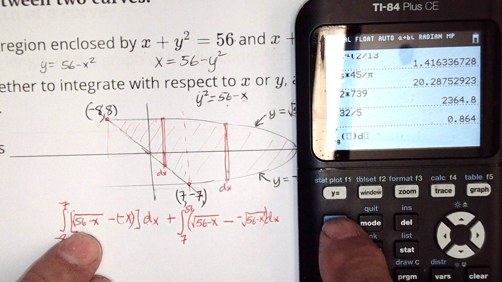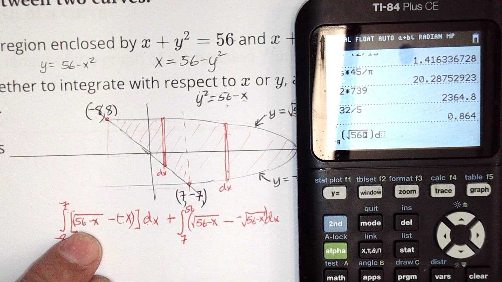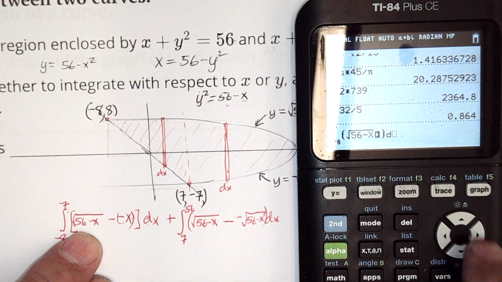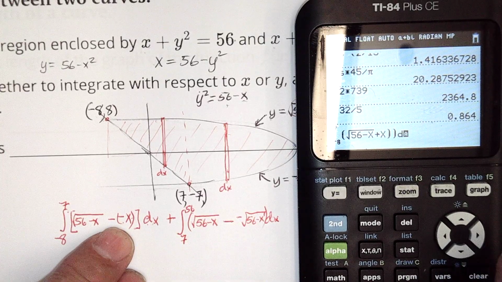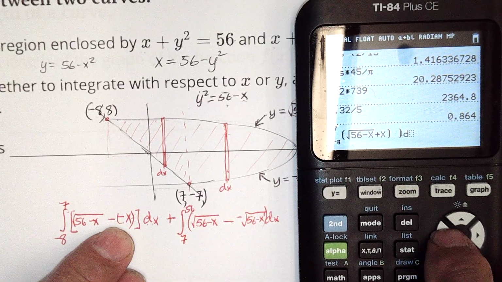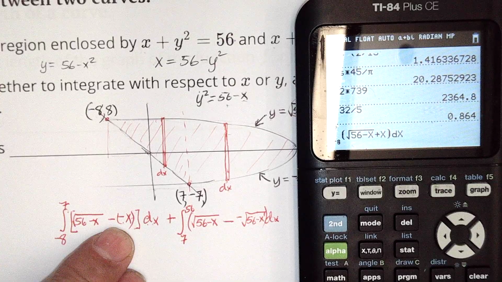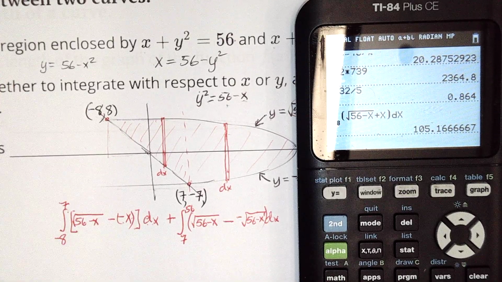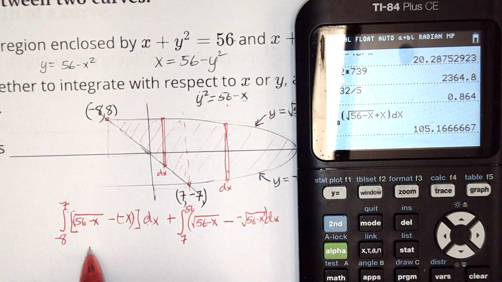And my function is the square root of 56 minus x minus a minus, so plus x. I have an extra parenthesis in there. dx. And so it's telling me the area of this is 105, and I think that's 1/6.